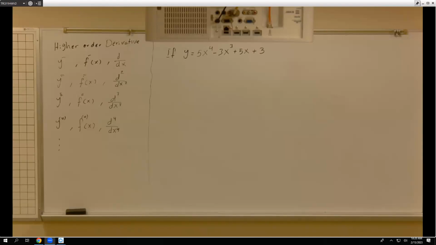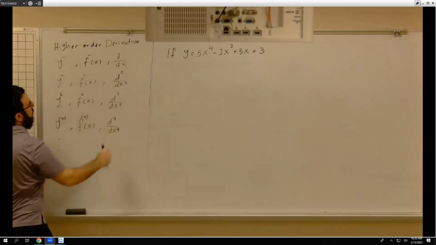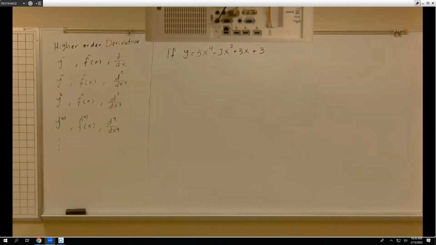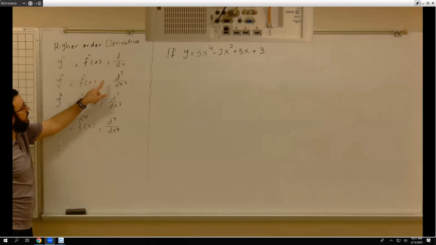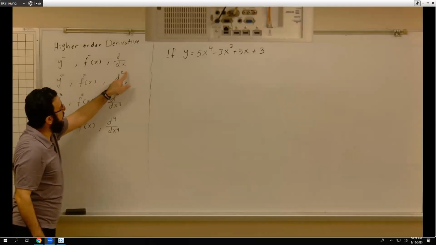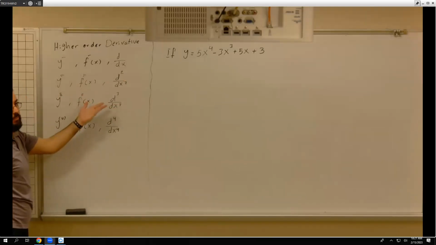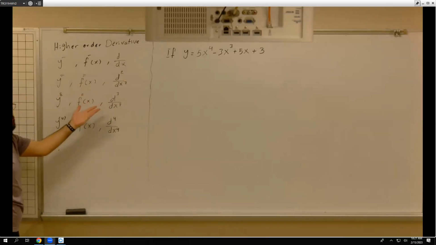The higher order derivative is also important. So here's the first derivative, that's how it looks like, d over dx. If they ask you to find the second derivative, there's the second derivative, that means double prime here. F double prime means this is the second derivative, or d squared over dx squared. So when you see this sign, this means the second derivative. When you see double prime, this is the second derivative.